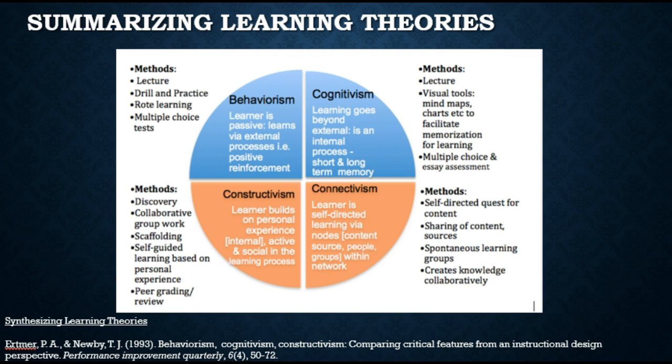So let's take a look and summarize what we have been talking about. In this graphic, we can see all four of the learning theories we just discussed. In behaviorism, the learner is passive. There are external processes and reinforcement patterns that drive the learner towards the identity of good student, okay?